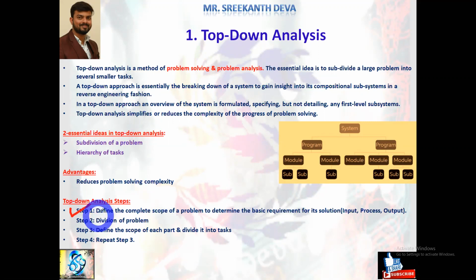See, that is done by step 1. In the previous video session I also explained in detail about the algorithms: declaration and initialization come under the input part. After that, processing, some calculation is going to be done, that comes under processing. After that, output means generating the processed information and in what type of format it is required. This is what is explained in the first step of top-down analysis, defining the complete scope of a problem to determine the basic requirements for its solution. It consists of 3 major categories: input, process, output. Simply remember these 3 major factors.